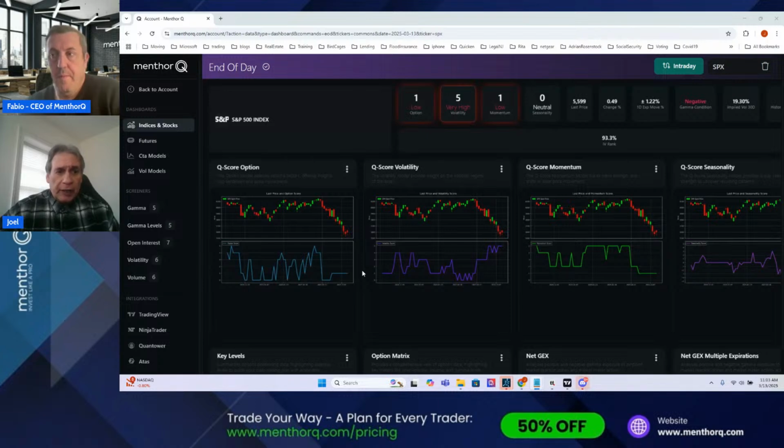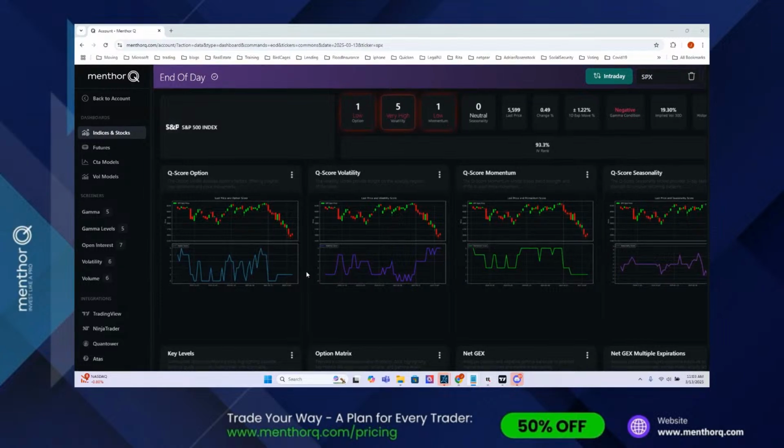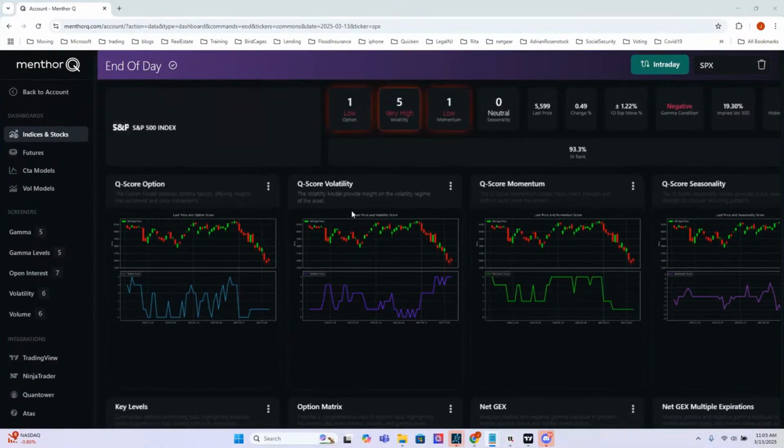So for today, what I'd like to do is start with the MenthorQ data. I typically will look at the end of day data to start with, to come up with a series of data points to help me come up with a plan. So I start with looking at the SPX. And this is the main window for SPX. Select index, select SPX, and you can actually see some various different things.